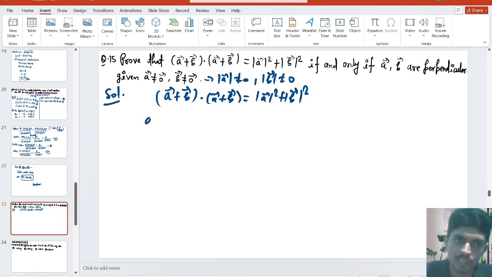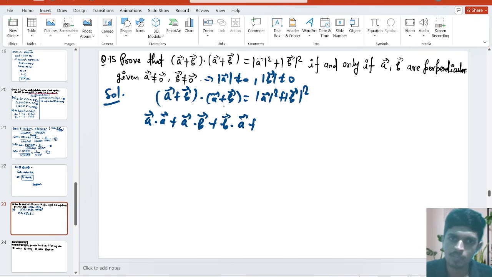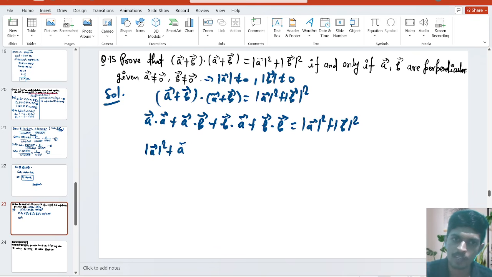Vector A dot vector A, simplify it, and then vector A dot vector B. And this is vector B dot vector A, and this is plus vector B dot vector B. This is equal to what? Modulus of vector A whole square plus modulus of vector B whole square. We know that vector A dot vector A equals modulus of vector A whole square, vector A dot vector B, and vector B dot vector B equals modulus of vector B whole square.